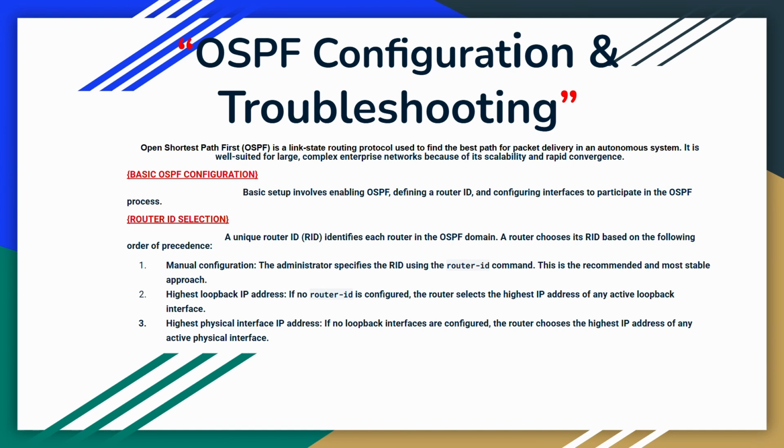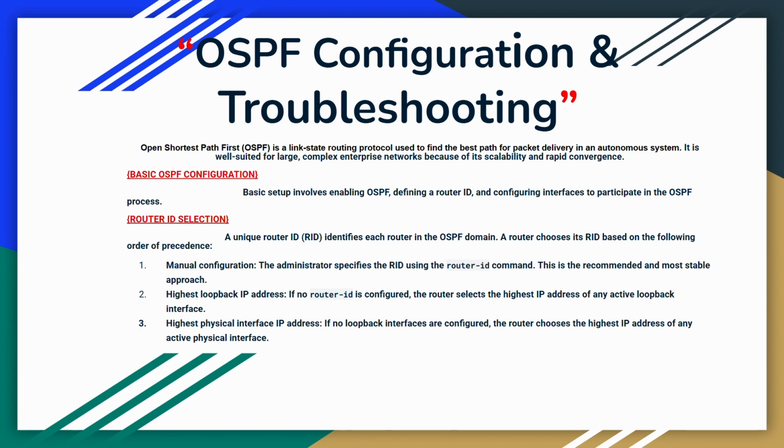Basic OSPF configuration. Basic setup involves enabling OSPF with a router ID and configuring interfaces to participate in the OSPF process. Router ID selection: a unique router ID, RID, identifies each router in the OSPF domain. A router chooses the RID based on the following order of precedence. Manual configuration: the administrator specifies the RID using the router-id command. This is the recommended and most scalable approach.